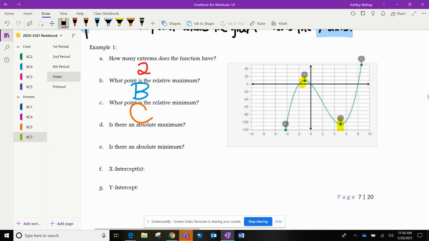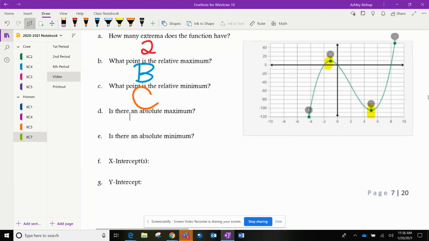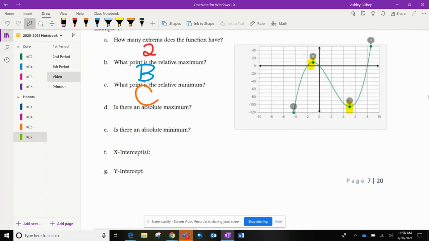There's a minimum there, so my minimum is going to be point C. Now listen to this part carefully. Is there an absolute maximum? Absolute maximum and absolute minimum only happen when there's more than one relative maximum and relative minimum. So no, there is no absolute maximum because there's only one maximum and only one minimum.